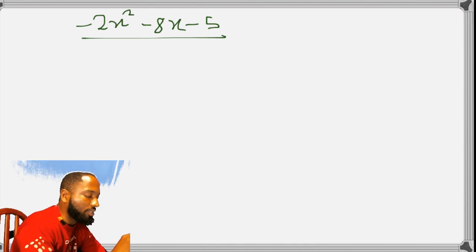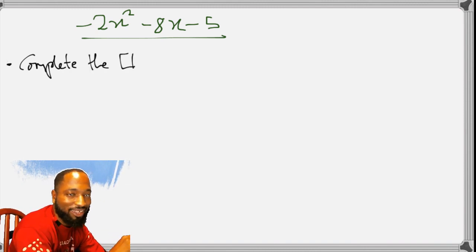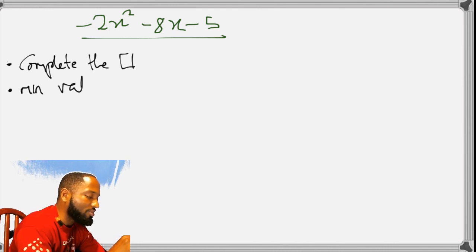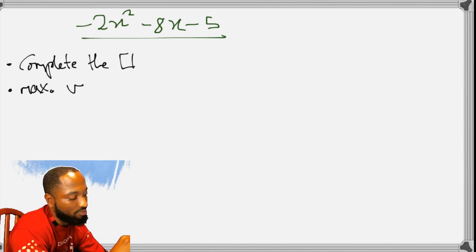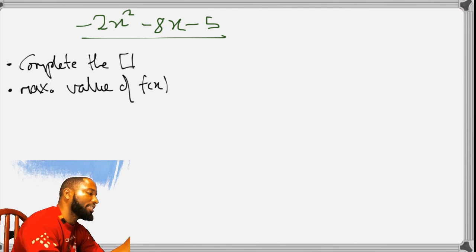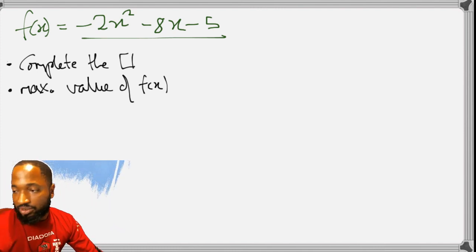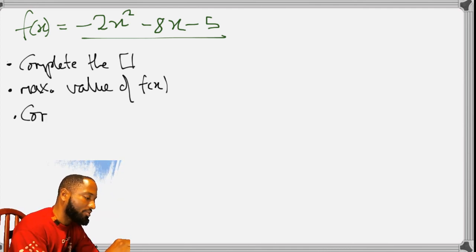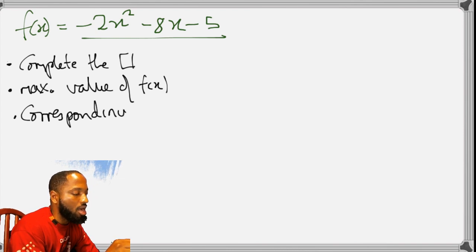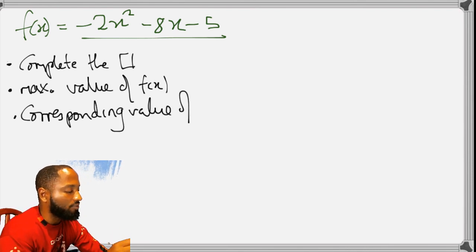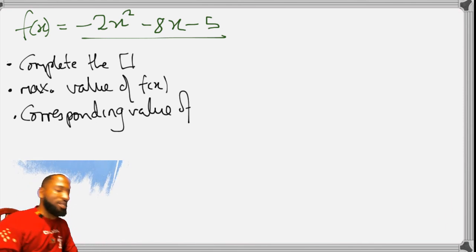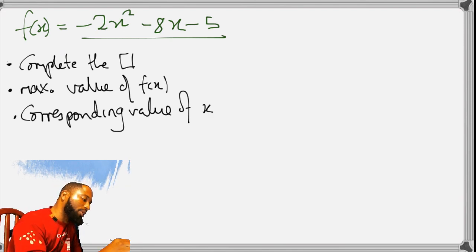So here what we want to find: first we want to complete the square. See, I draw a square. And then we want the minimum value. Actually, why did I write minimum? It's actually the maximum value of f of x. We're supposing that this guy here is f of x, right? And then the corresponding value of x at the maximum point, and then you want the range of f of x.